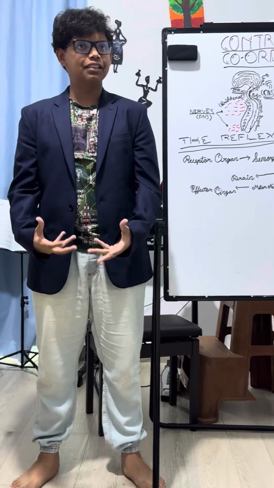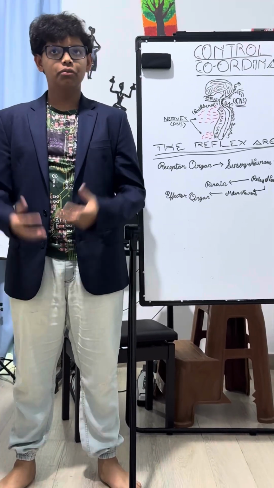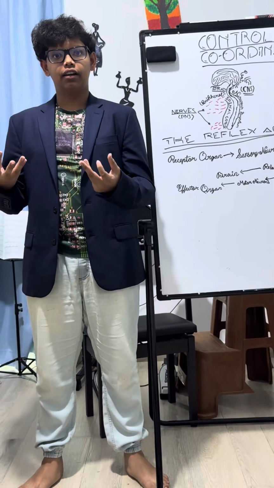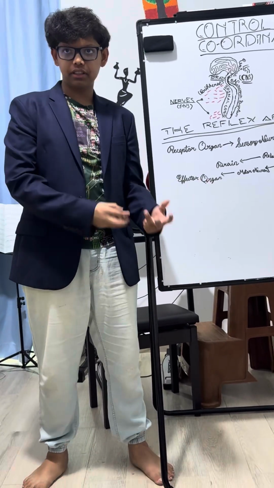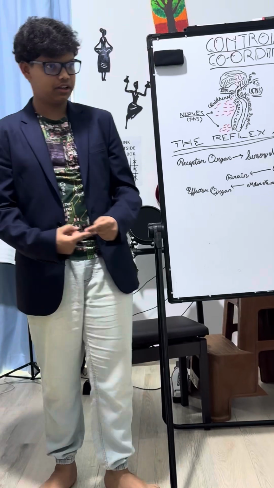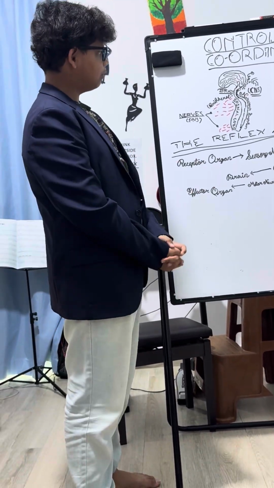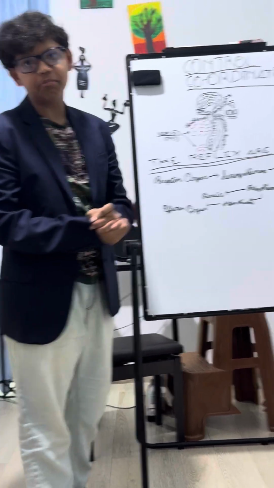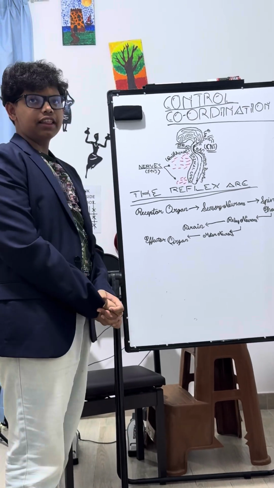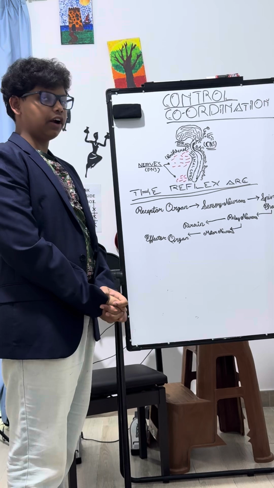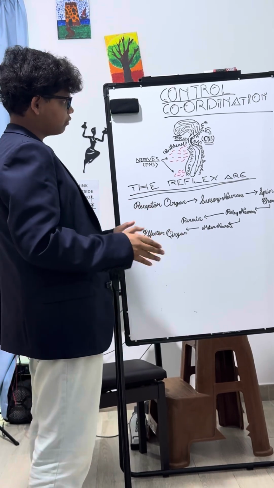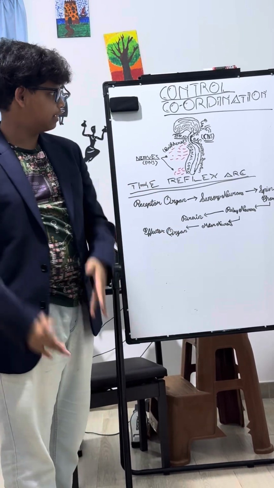Today I'm going to be presenting control and coordination. To be precise, I will be explaining to you certain subtopics under control and coordination. Let us start with the first one. I'm going to be explaining CNS and PNS. Did you know that the nervous system can be divided into two parts? The first one being CNS, the second one being PNS.